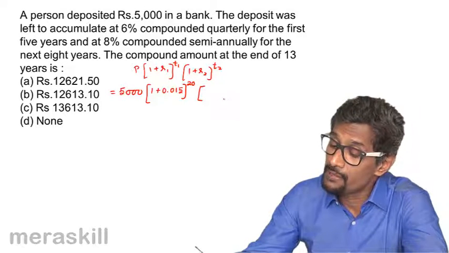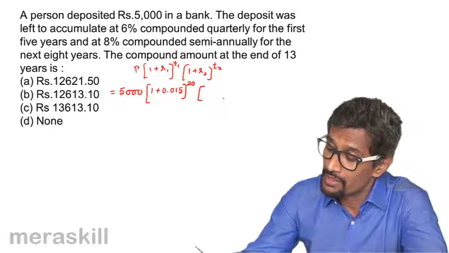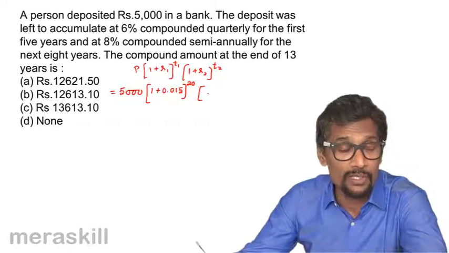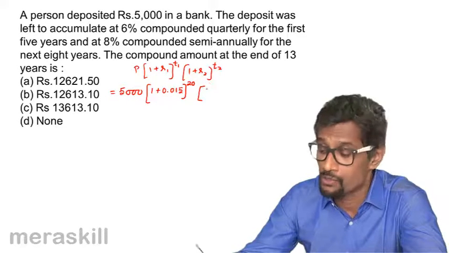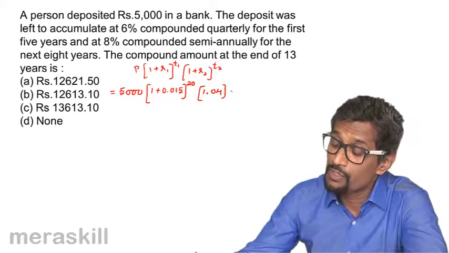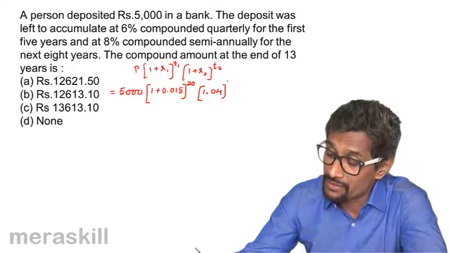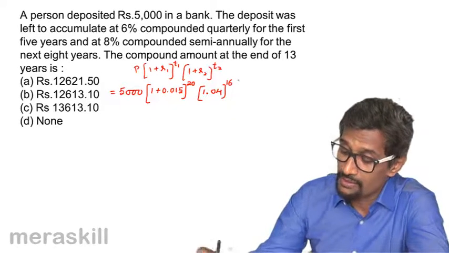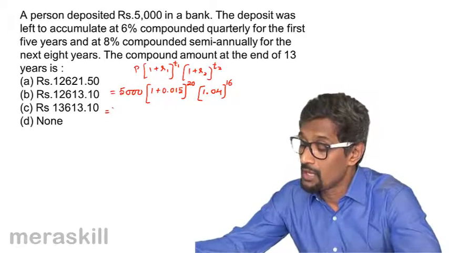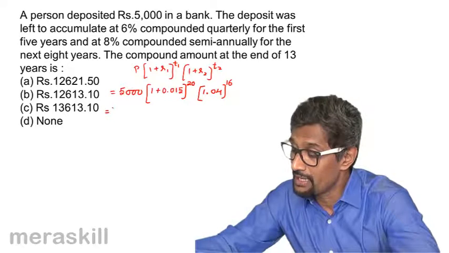Into 1 plus R2, and that is 8% annually. So it's going to be 0.08 annually. So half year is going to be 0.04. So it's 1.04 for the next 8 years. So 8 into 2, 16. So we have to see what amount we get.